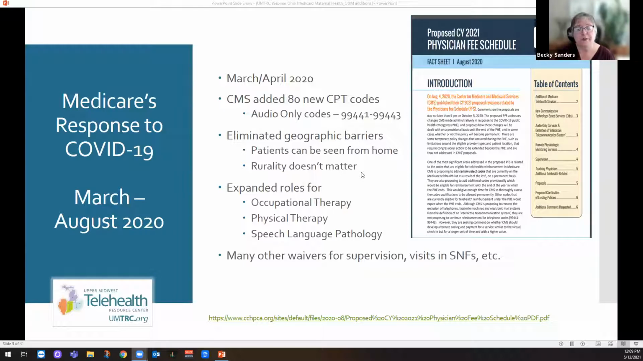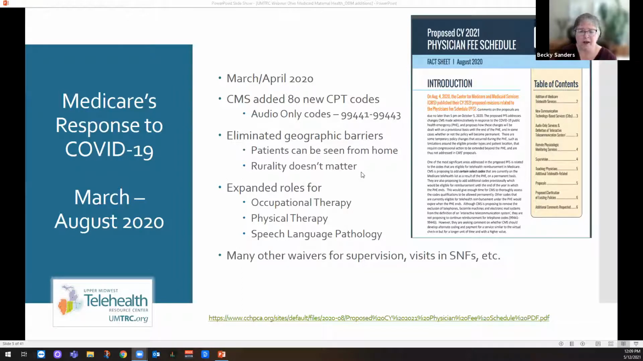There were 3 specific disciplines that were expanded under these emergency waivers for CMS and Medicare, and those were occupational therapists, physical therapists, and speech language pathologists. So all 3 of those disciplines are currently able to see patients during the public health emergency and get reimbursed for that video conferencing visit with their patients.